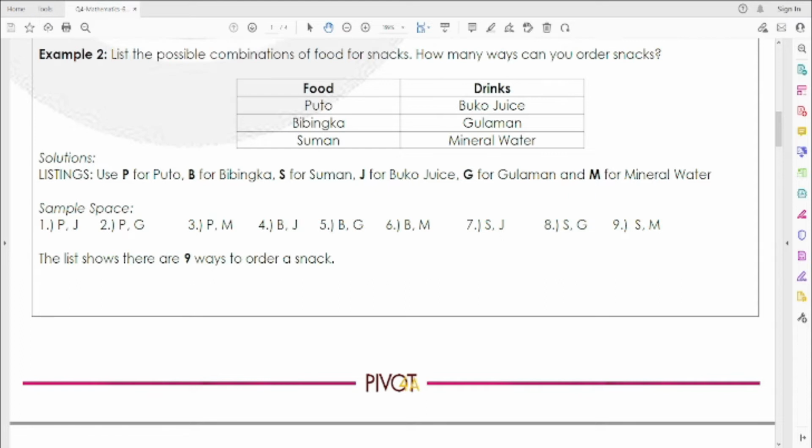In listing the ways, use P for puto, B for bibingka, S for suman, J for buko juice, G for gulaman, and M for mineral water. So the sample space: number 1, P and J. Number 2, P and G. Number 3, P and M. Number 4, B and J. Number 5, B and G. Number 6, B and M. 7, S and J. 8, S and G. 9, S and M. The list shows that there are 9 ways to order a snack.